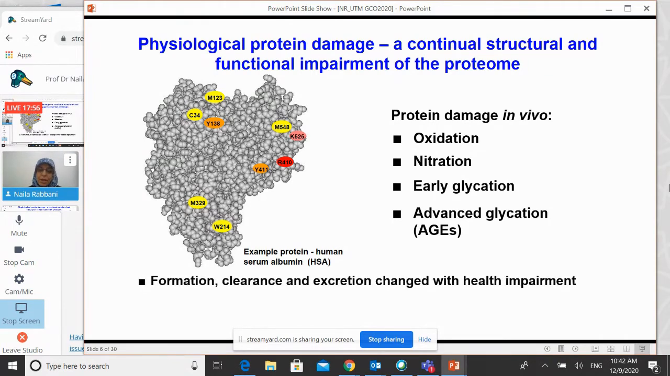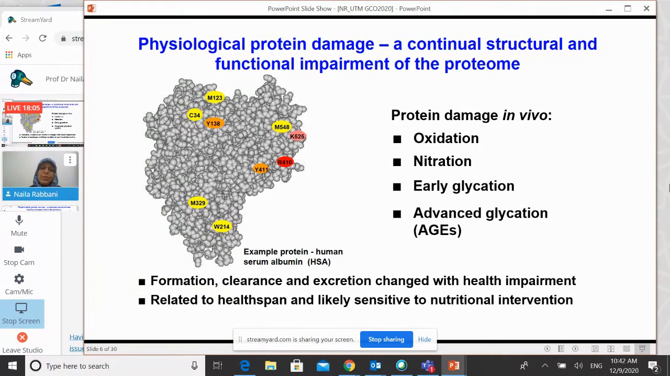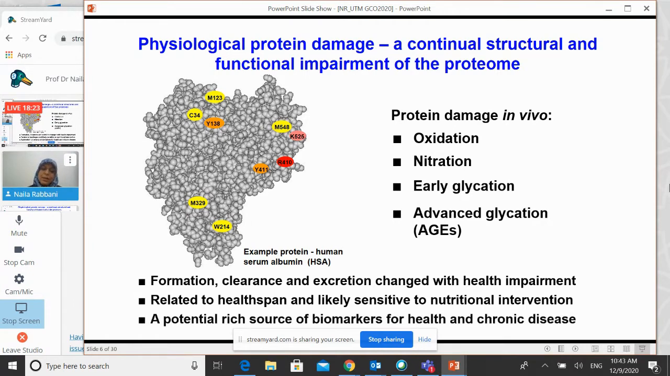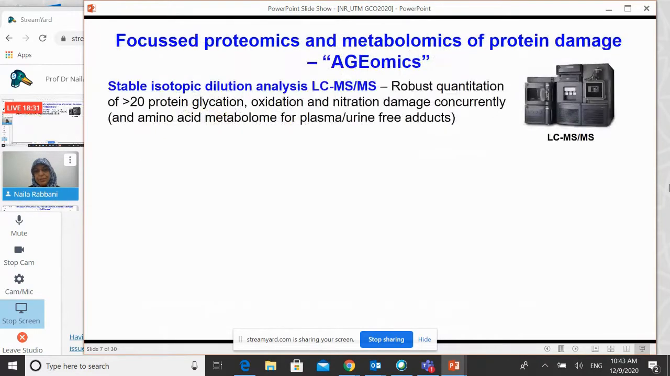So the formation, clearance, and excretion of these protein damage markers change with health impairment, and these are related to health span and likely sensitive to nutritional intervention, because early detection can help you to intervene early, even by diet, nutritional supplements, or diet control. And these biomarkers of protein damage are potentially a rich source of biomarkers for health and chronic disease. But then the question was how to measure it. That's where analytical chemistry comes in handy.